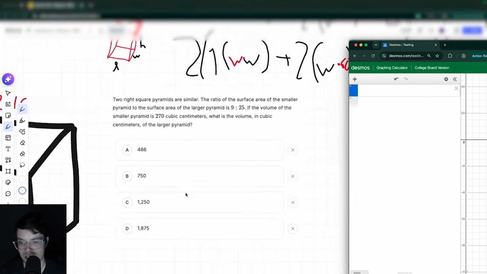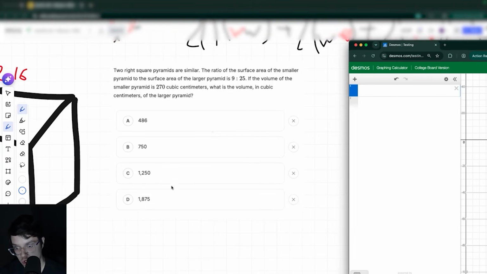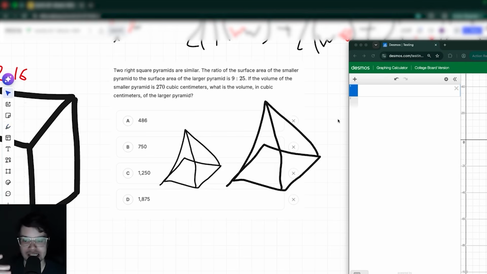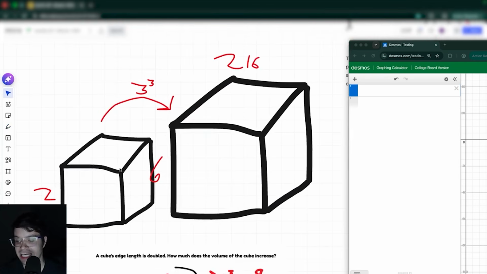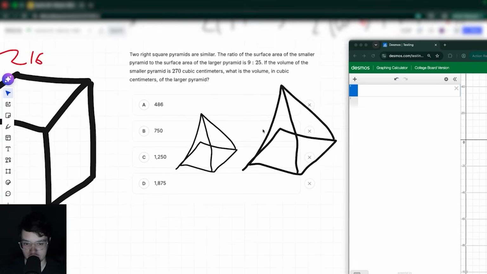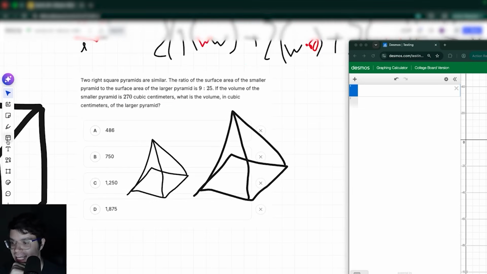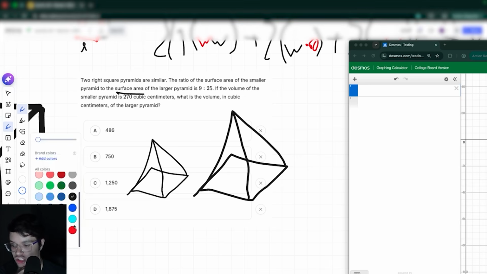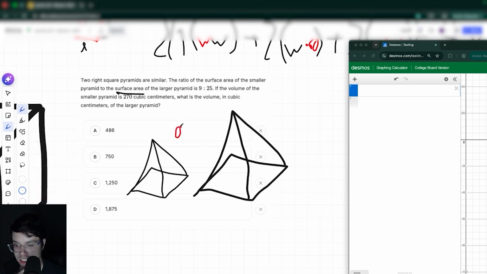Okay, let me show you an example here that's really good. So 2 right square pyramids, again, back to the pyramids, they are now similar. In case you're curious, what similar basically means is just exactly this. They would be taking the exact same thing, just multiplying it by a certain amount to get to the bigger one. And they say the ratio of specifically the surface areas of them is 9 to 25. So if the surface area of this one is 9, the one of this is going to be 25. And then if the volume of the small pyramid is this, what is the volume of the larger one?